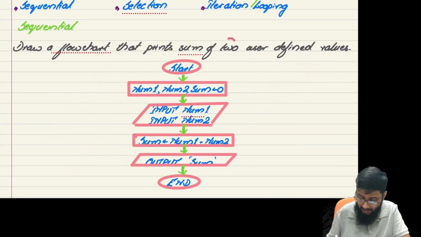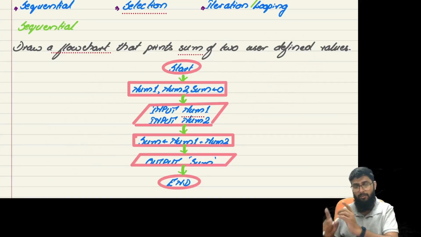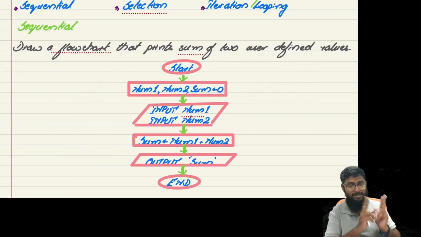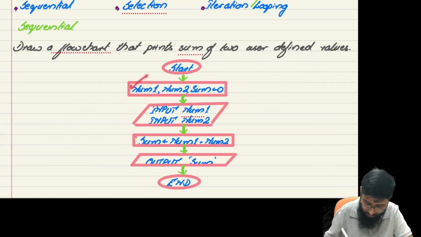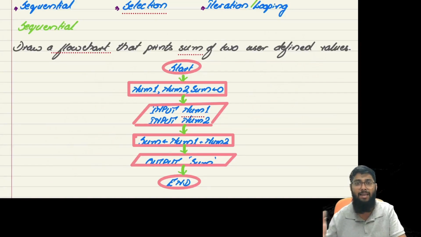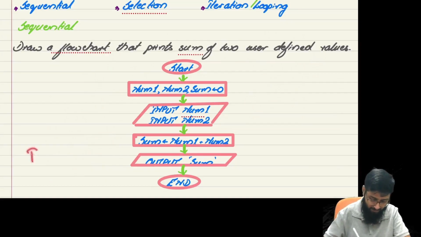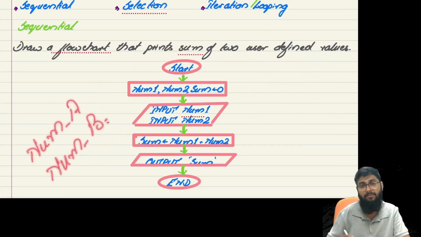Now as we know there are two user defined values, that means we need two different variables here: one to store the first value from the user, and a second variable to store the second value from the user. So here I will be taking num1 and num2 as the two variables. You may take them as num_a and num_b as well, in this format. That will be more accurate. So you can take these in this format as well.